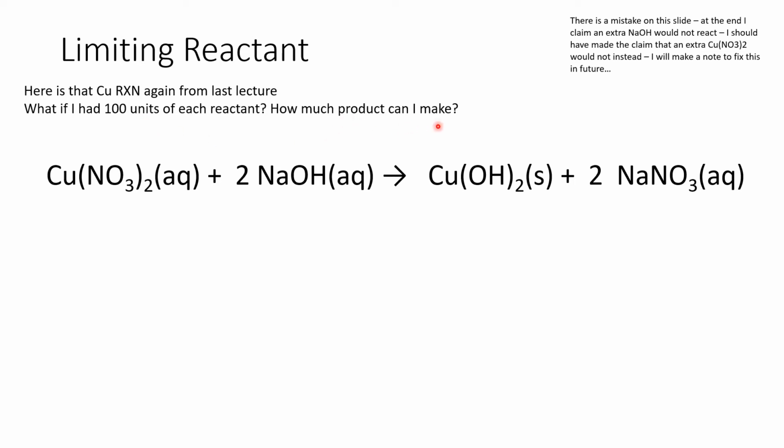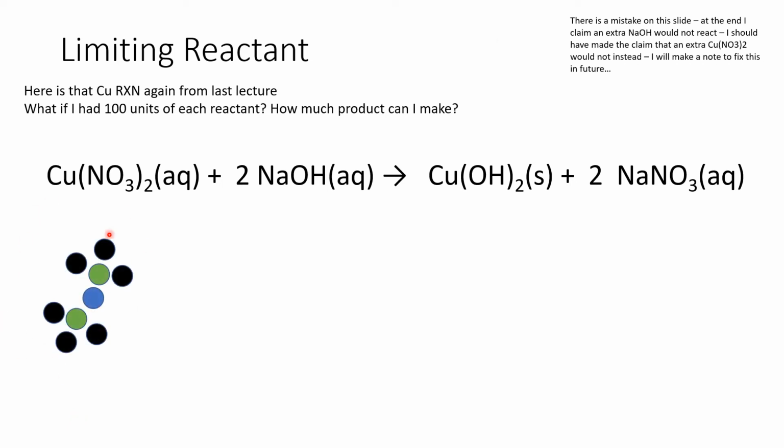Now let's focus on the copper hydroxide product. So if I have 100 units of each of these, it might be tempting to say, well, probably get 100 units of product, but we won't.